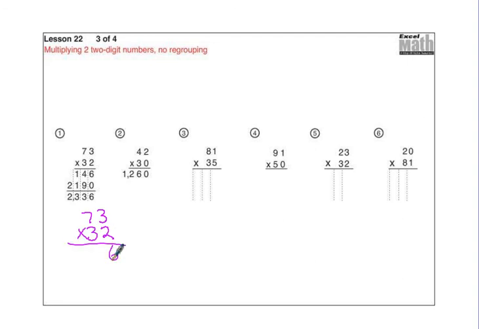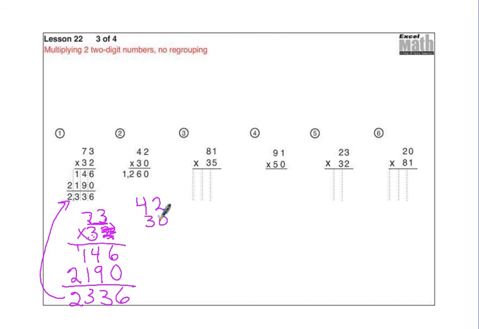3 times 2 is 6. 7 times 2 is 14. I just multiplied 73 times 2. I'm done with the 2. Put a 0 for the placeholder. Now I'm going to multiply 73 times 3. 3 times 3 is 9. 7 times 3 is 21. I add together my partial products, and I get 2,336, which you can see they did there.